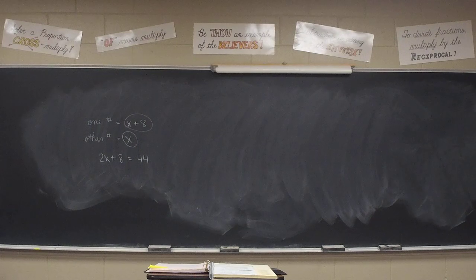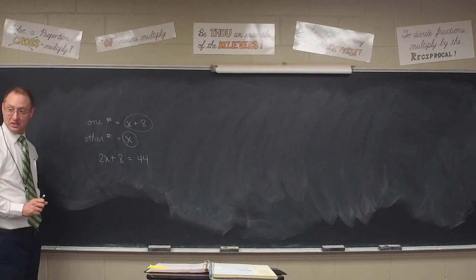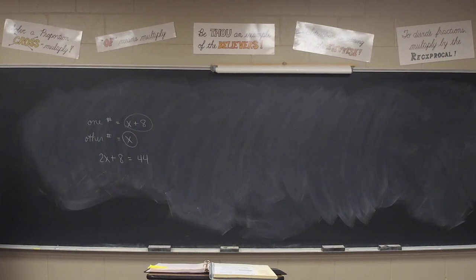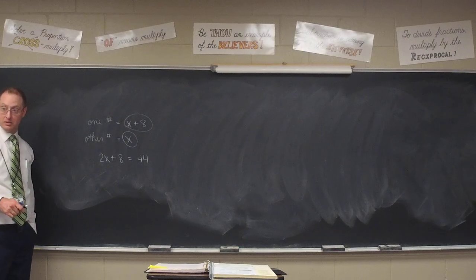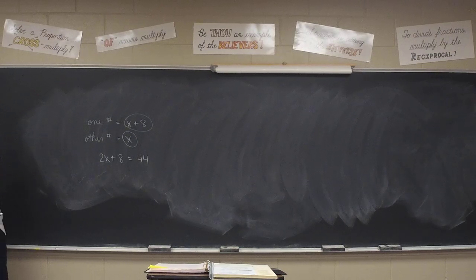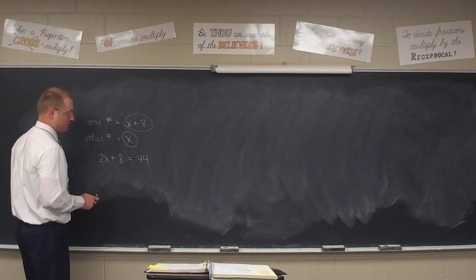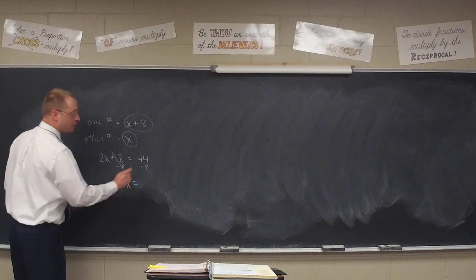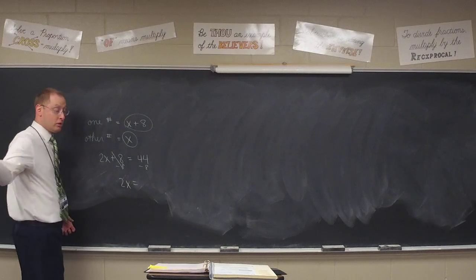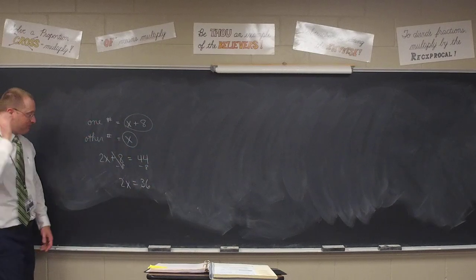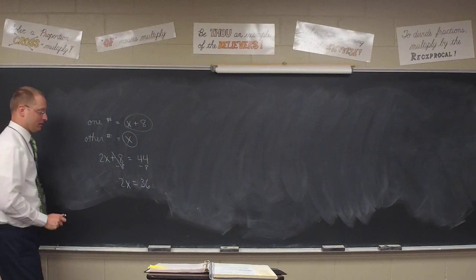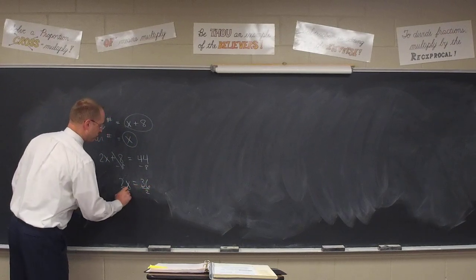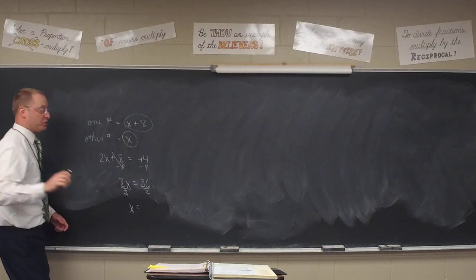Then what do we need to do, Ben, to finish solving? Want to get x by itself, solve the equation. What do we do with the 8? Subtract the 8 from both sides. Class, that's going to give me 2x is equal to 36. Then what do we need to do, Ben? Divide the 2 from both sides. And when we do, class, we're going to get x is equal to 18.